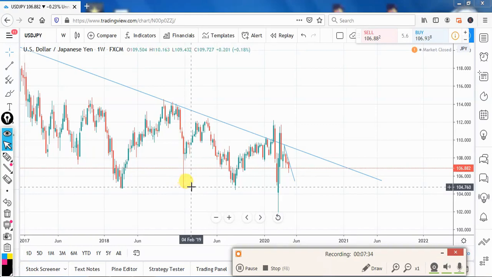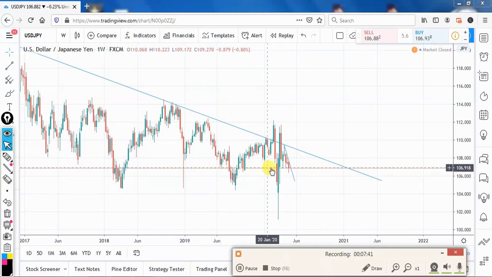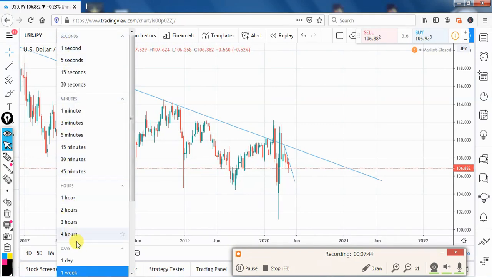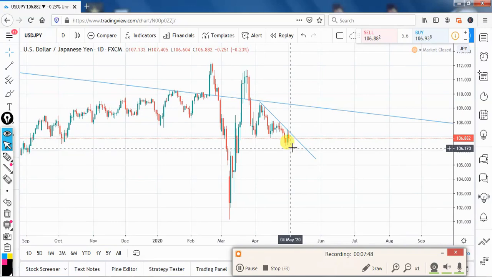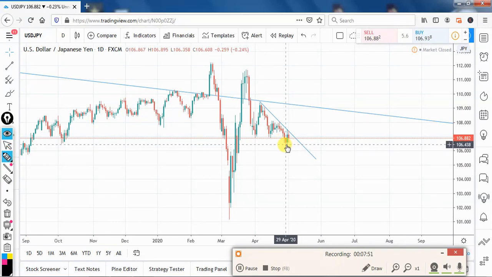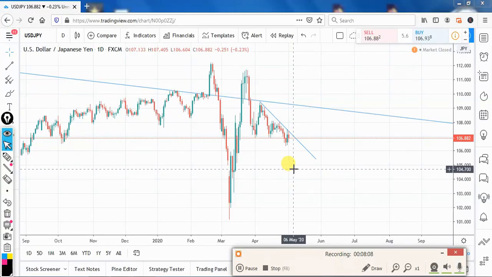104.70 is going to be our target. So 104.70 is the target. The entry is at 106.60 if the price does the moves I discussed on the daily time frame. So the price has to come down first and break this level down here, and then return to this level again, which is at 106.60. That's the entry with a 60 pip stop loss, and we're going to run it down to 104.70 as our target.